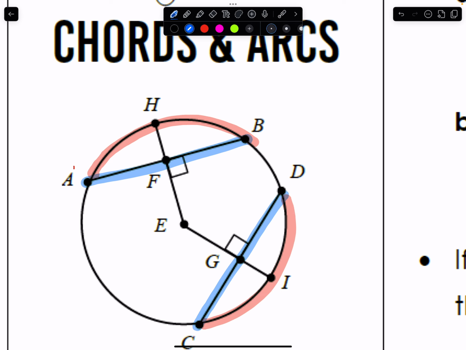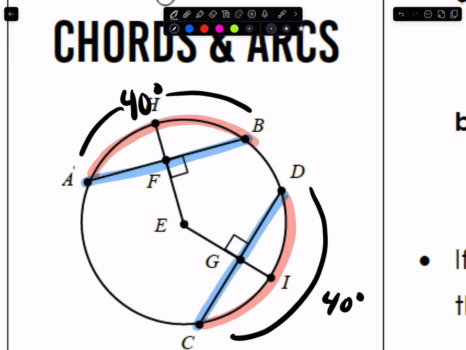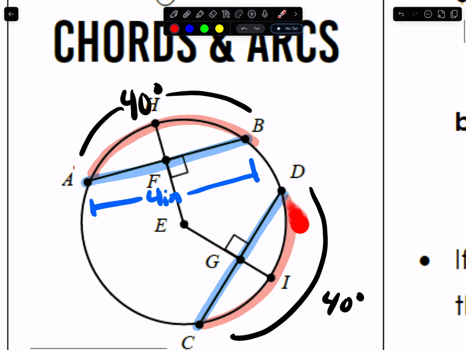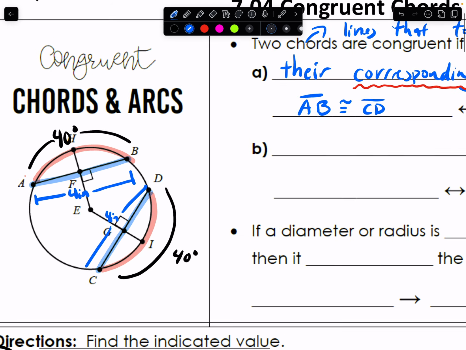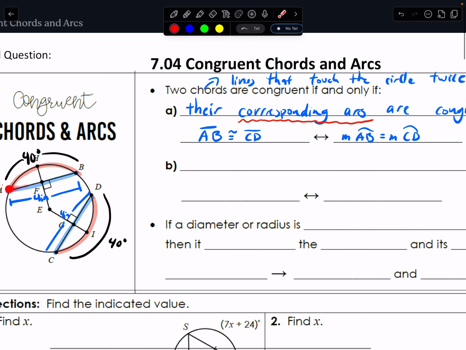Just going to throw some numbers at you, so don't freak out. You don't have to copy this part down. So if this arc right here is, let's call this 40 degrees, and this arc is also 40 degrees. Okay, first condition met. If both arcs are equal, and this chord is, let's say, 4 inches, then because the arcs are equal, the chords are equal. That means this other chord is also 4 inches. And it is a two-way road, right? So if you have two chords that are equal, their arcs are also equal.